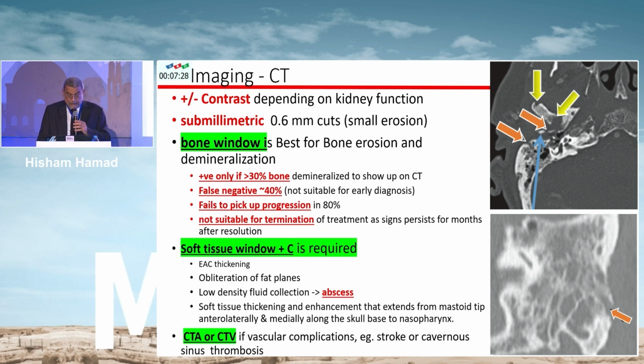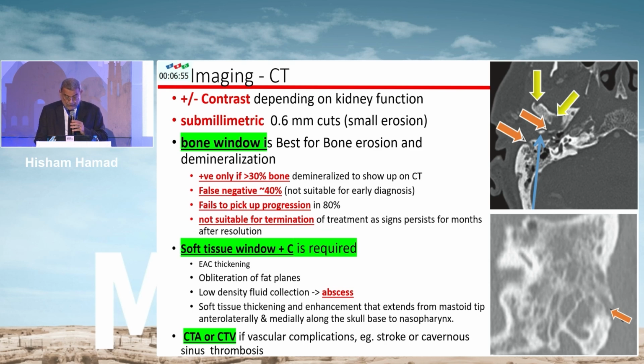CT, with or without contrast, depending on the kidney function of our patient. It has to be submillimetric, 0.6, in order to be able to show the small erosion. Bone window may give a false negative result in about 40% of cases, in early cases, because more than 30% of bone demineralization has to occur in order to show up in the CT. This means in early cases we have to repeat the CT if it is negative.